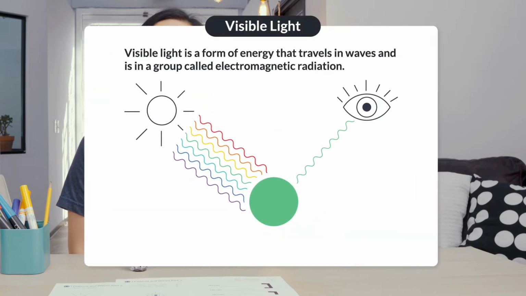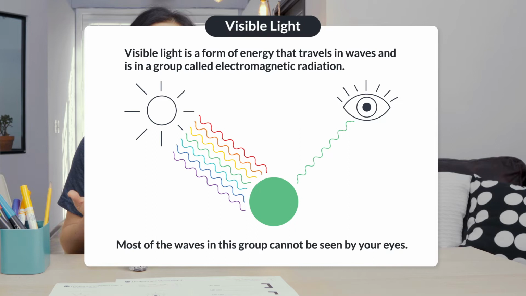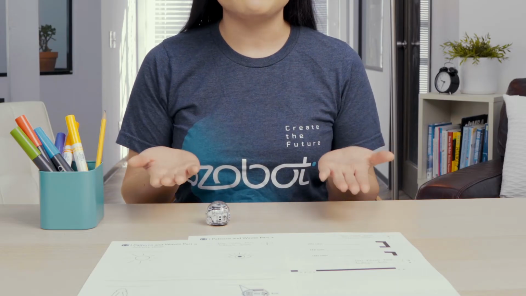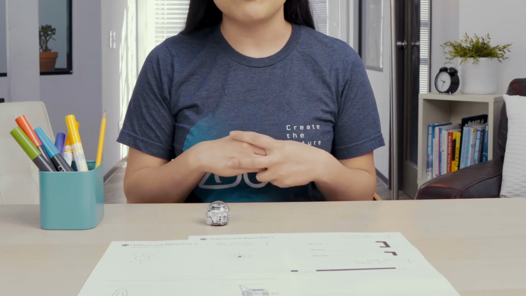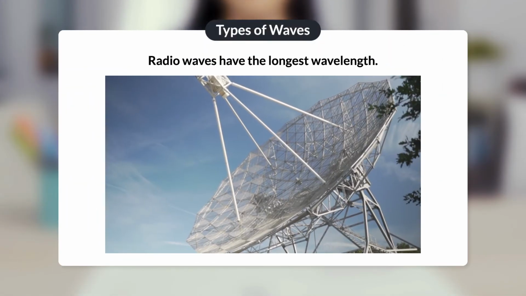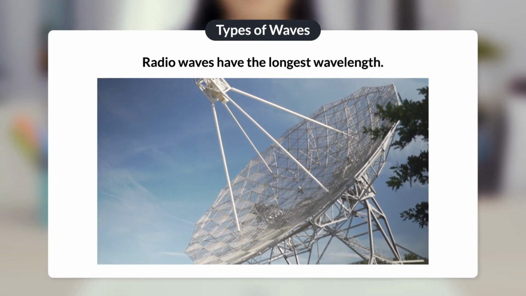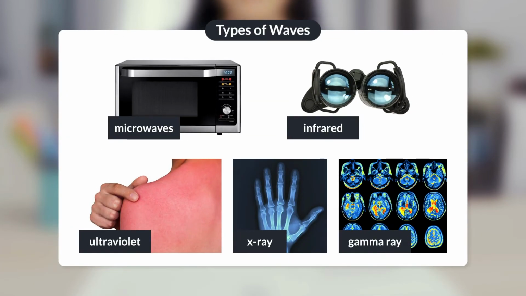Visible light is a form of energy that travels in waves and is in a group called electromagnetic radiation. Most of the waves in this group cannot be seen by your eyes. You may have heard of some types of waves that are electromagnetic waves, such as radio waves, which have the longest wavelength. Other types of electromagnetic waves include microwaves, infrared, ultraviolet, X-rays, gamma rays, which have the shortest wavelength.